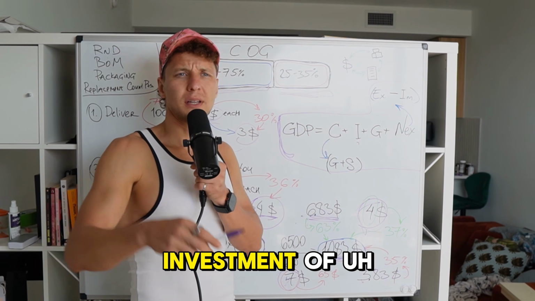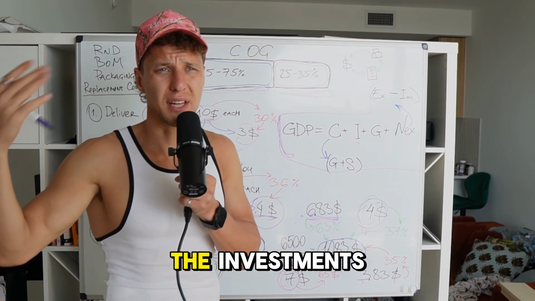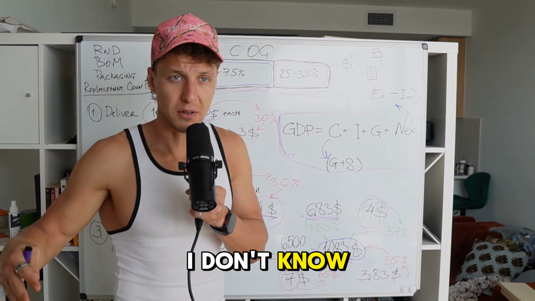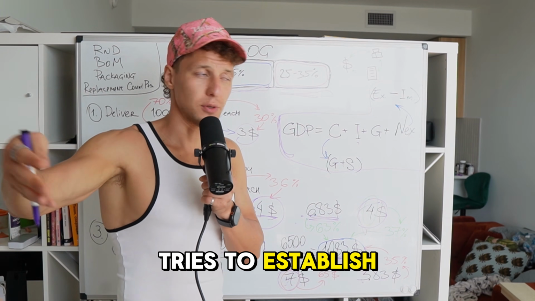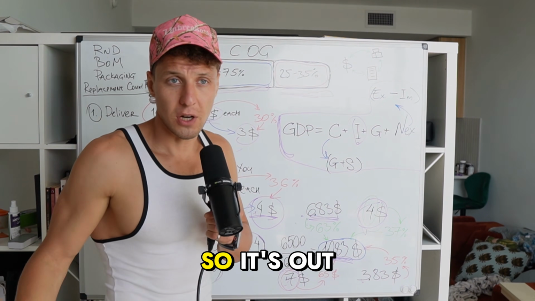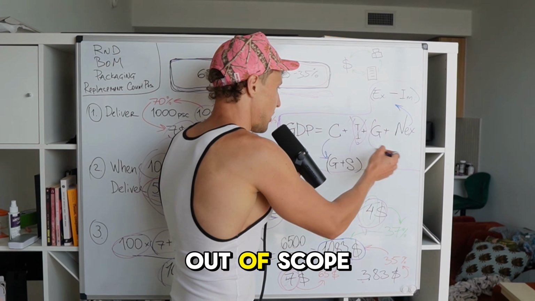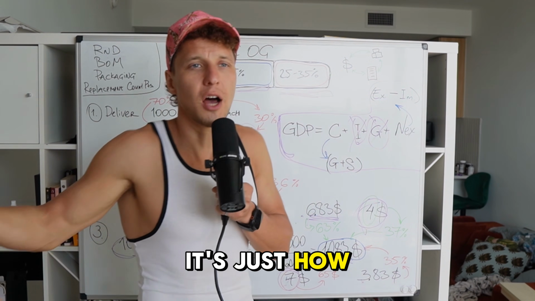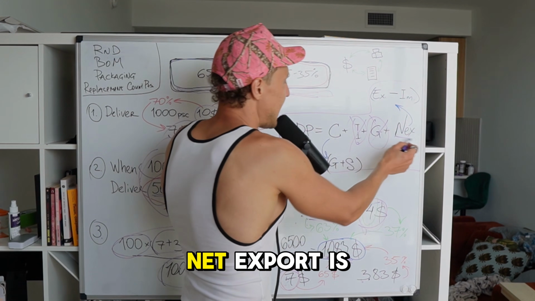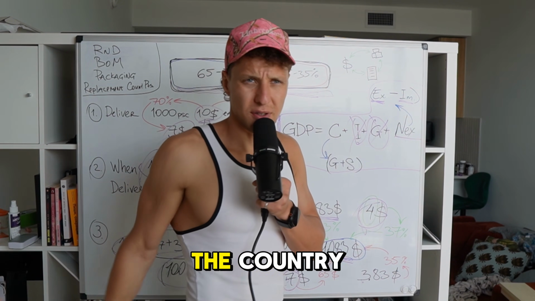Investment is the investment for the capex, for the plants, factories, warehouses. So basically the capital investments to create something. For example, if the chip producer tries to establish a new facility in Arizona, that will be investment. So it's out of scope of the seller's business. Government spending, obvious, out of scope of seller's business. It's just how much the government spends on their needs, right? And net export is essentially export of the country minus import to the country.